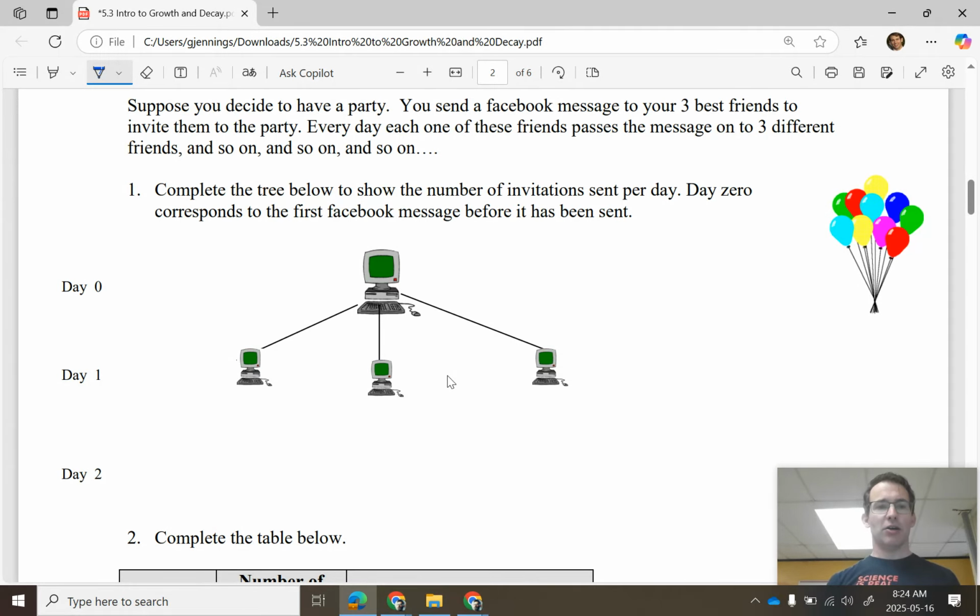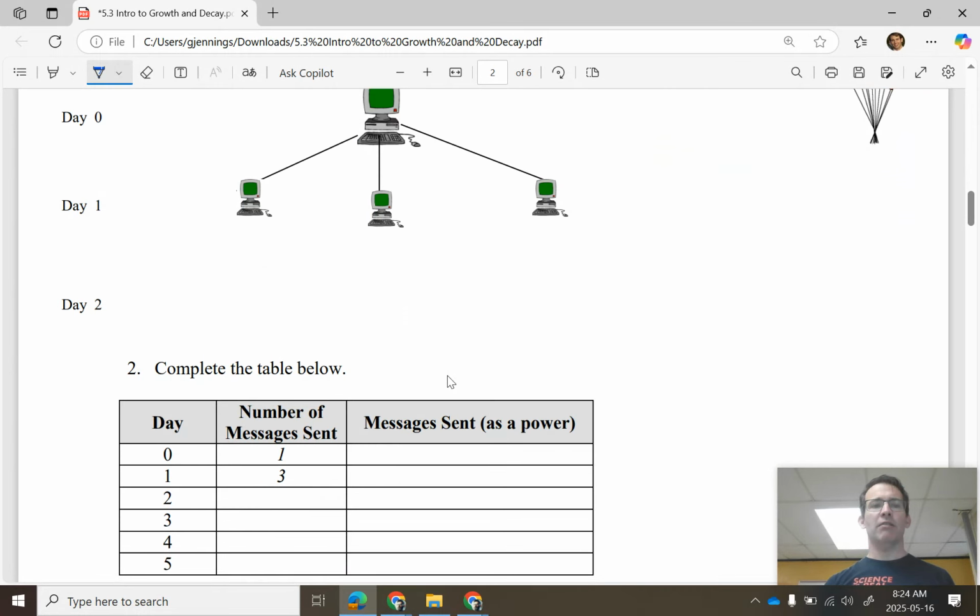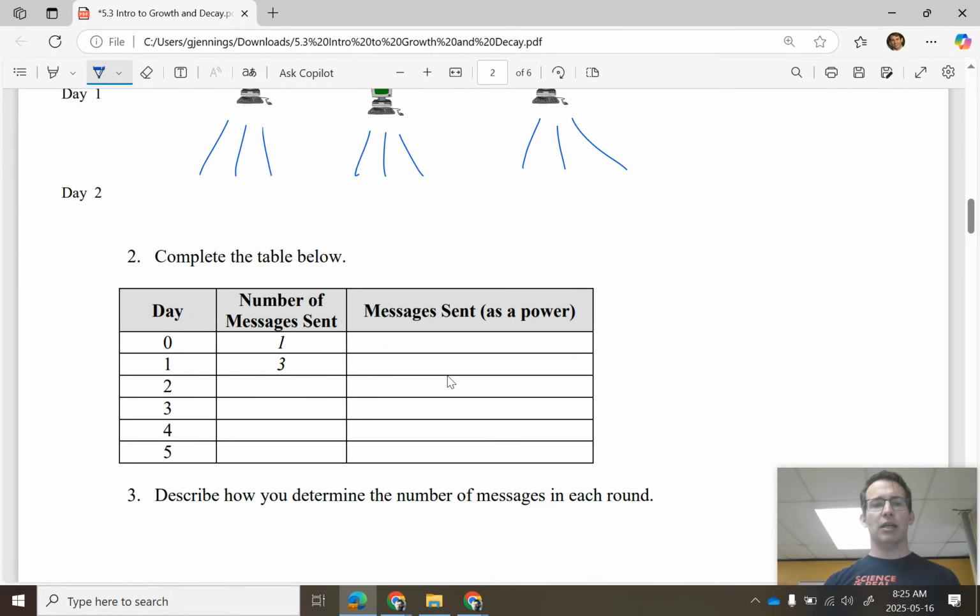Great. So, how many invites will there be on day 2 going out? 9. Good. Yeah, we got 3 there, 3 there, and 3 there. Every time it's multiplying by 3. So we go 9. How about day 3? 27. Yeah. So we got, again, 3 there, 3 there, 3 there, and so on. Okay, next one.